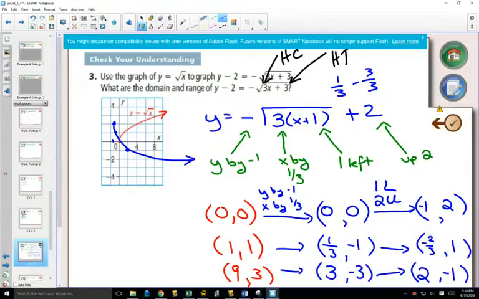This question just says, what is the domain and range of the final graph? The domain, what's the smallest x value? Smallest x value is -1. The domain is everything bigger than or equal to -1. And the range, it has no smallest value, but it has a biggest value at 2. Y is less than or equal to 2.